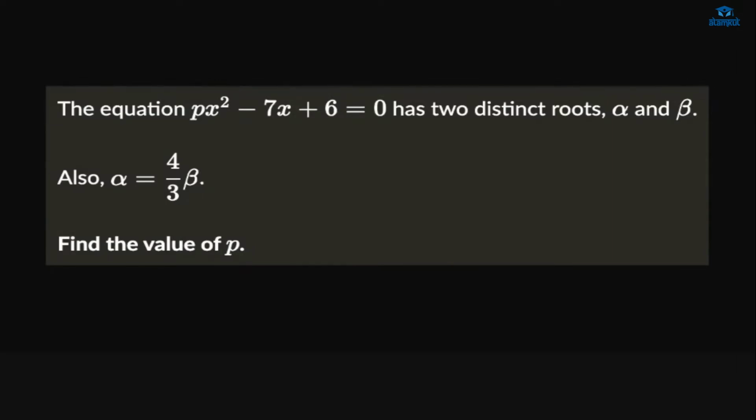So if you add the zeros, alpha plus 4 by 3 beta, this will be the sum of the zeros, because these are the two roots and it is given that alpha is equal to 4 by 3 beta. Wait, I will just write it and show you. I'll note down the main things here: px square minus 7x plus 6.